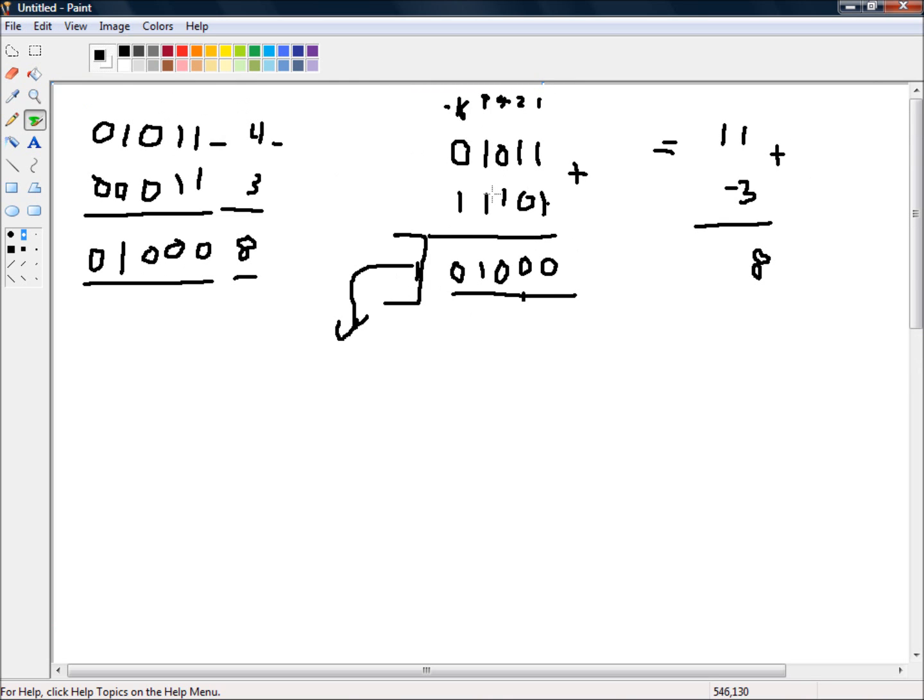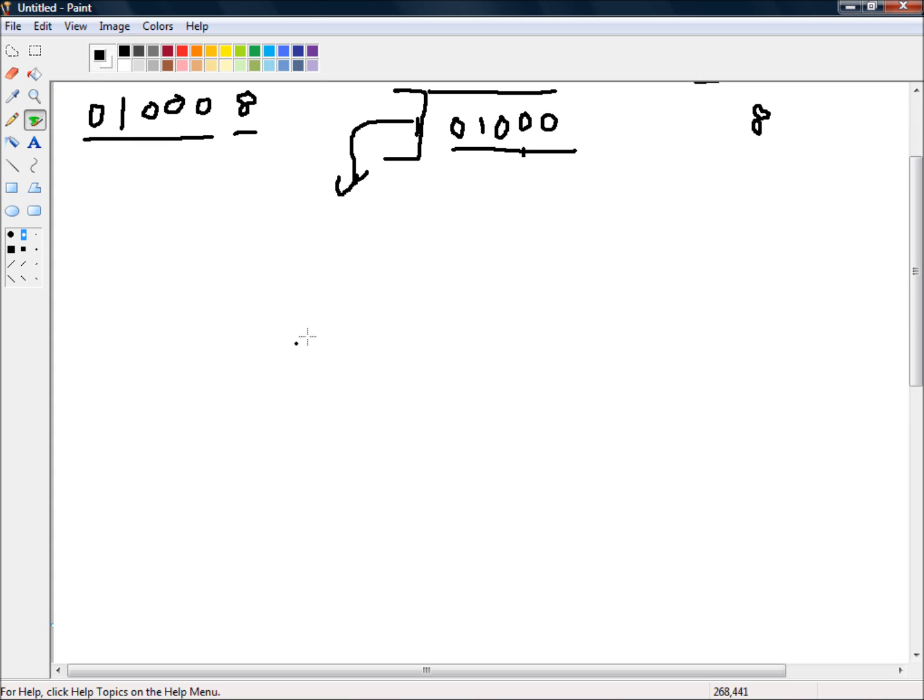Okay, so we'll do one more quick example here. Let's do, and we're going to subtract, let's subtract 1 1. Okay, again, if we just subtract it the way a mathematician would, it's fairly easy.